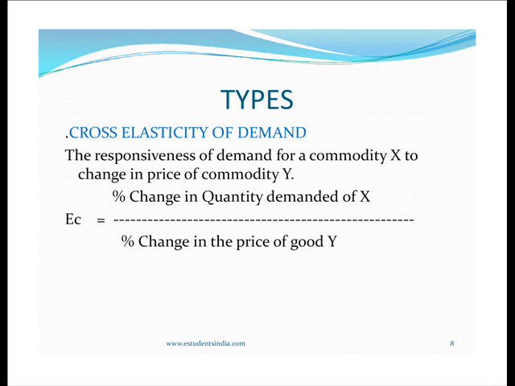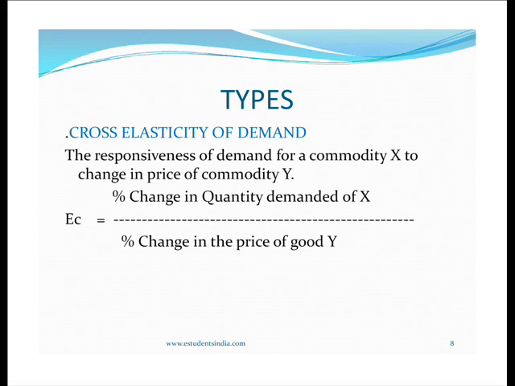Hence, whether goods X and Y are substitutes or complementary goods can be found from cross elasticity of demand. If their cross elasticity of demand is positive, then they are substitute goods. If their cross elasticity of demand is negative, then they are complementary goods.